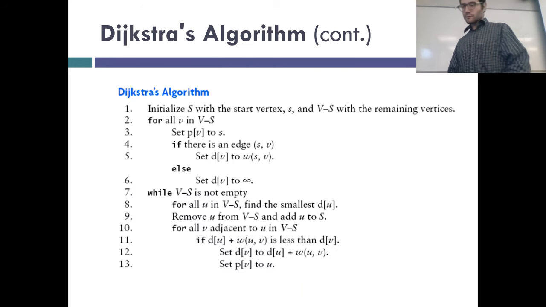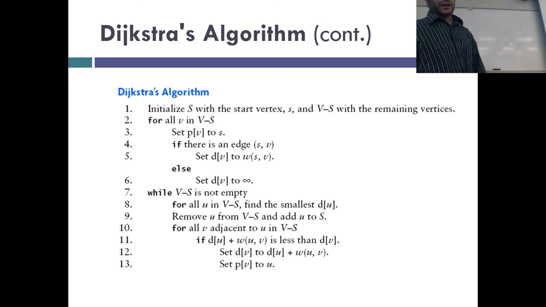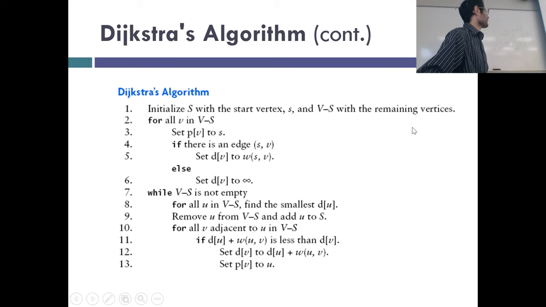So Dijkstra's algorithm is as follows. You've got the initialization step, and then you've got the algorithm itself. So initialize the done set with the start vertex, and the to-do set with all the remaining vertices. For all the nodes in your to-do set, set the predecessor of that node to the starting vertex. If there's an edge between those nodes, use that weight. Otherwise, set the distance to infinity.